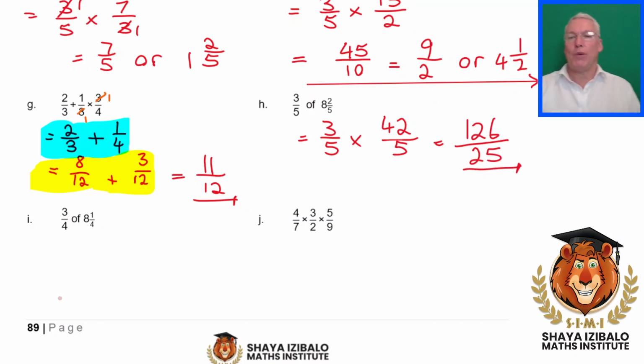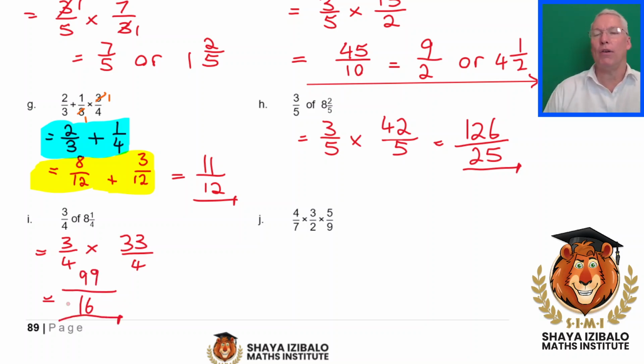Okay, 3/4 of 8 1/4. Once again, we're going to write 3/4, we're going to write it as times. We're going to change 8 1/4 into an improper fraction, 33 over 4. Final answer here, 4 times 4 we know is 16, and 3 times 33, 99. It's quite easy to see on this line that there are no common factors, all right, because nothing goes into 3 and 4, all right, and nothing goes into 33 or 4.